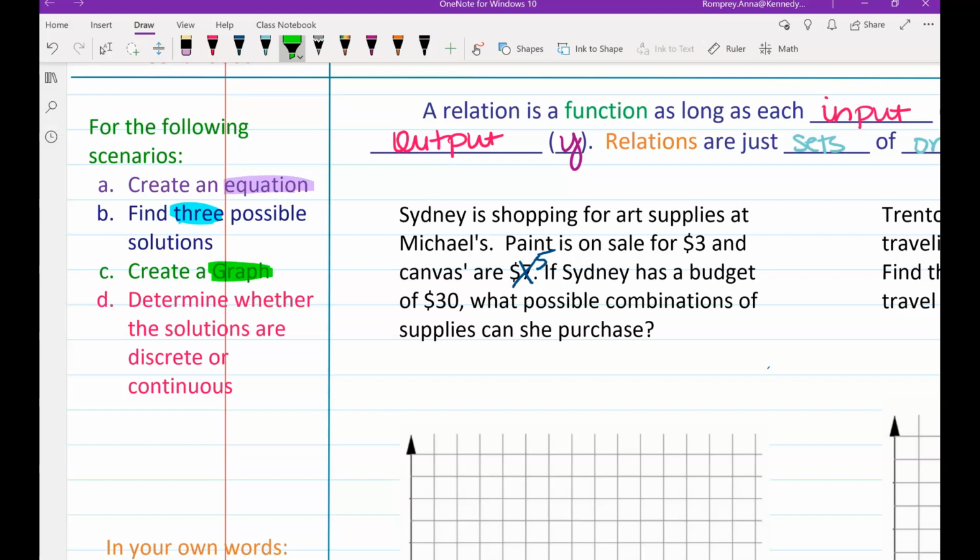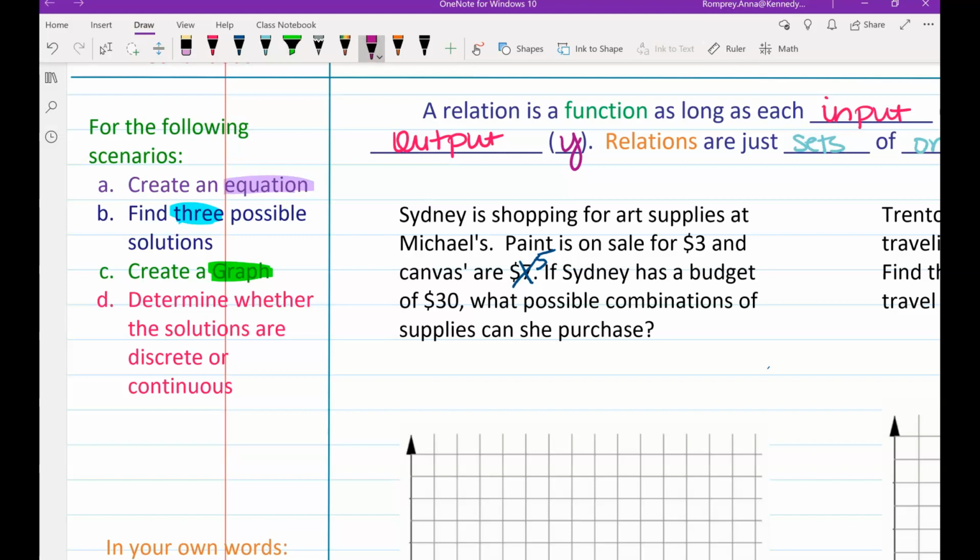Now, let's go back to our directions. It says create an equation. Because this scenario could definitely be an equation or an inequality. Because does she have to spend all 30 of those dollars? No. But for what we're doing right now, it says to create an equation. Okay, so we'll start there.